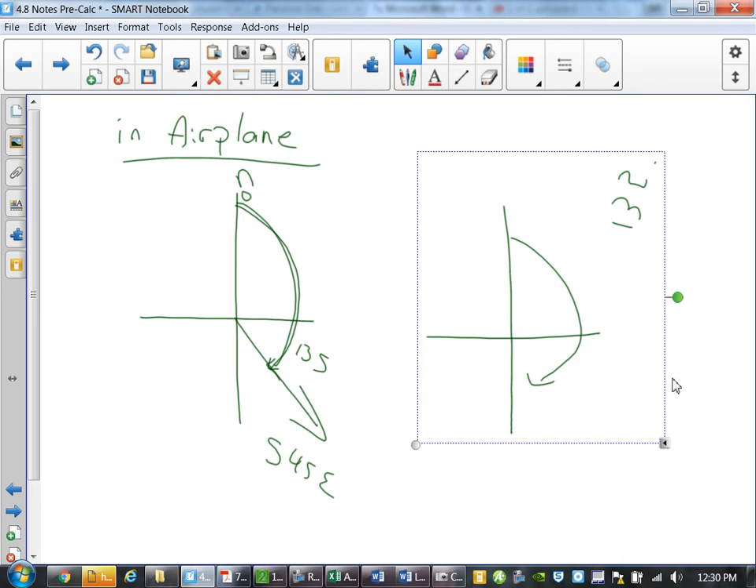If you're starting at 0, and you're going to go 135 degrees, you're doing that. So this is 0 up here, 135 is there. That's just how they came up with it. That's all. It's just a standard in aviation. That's it.